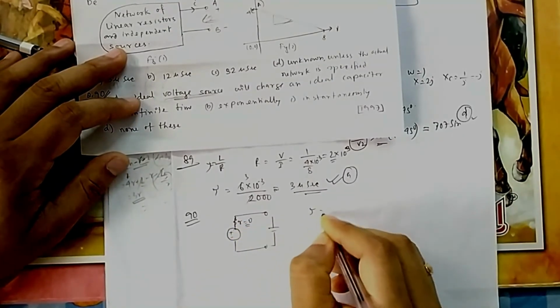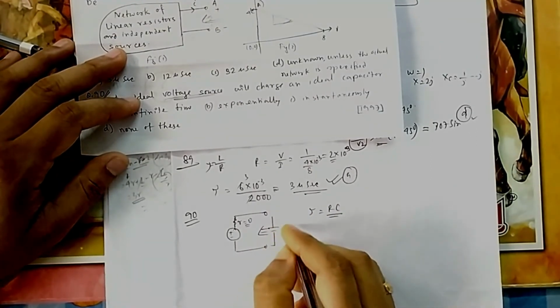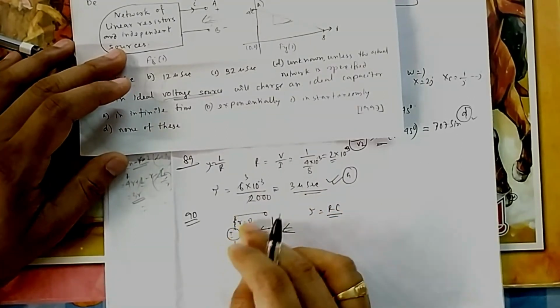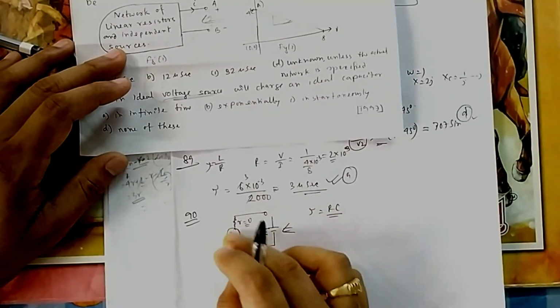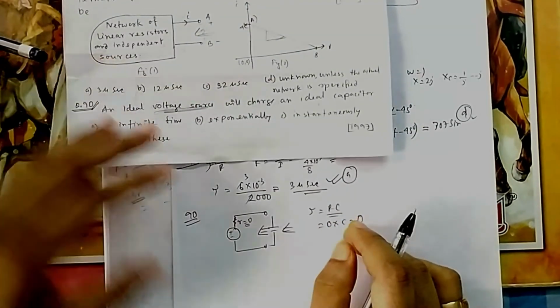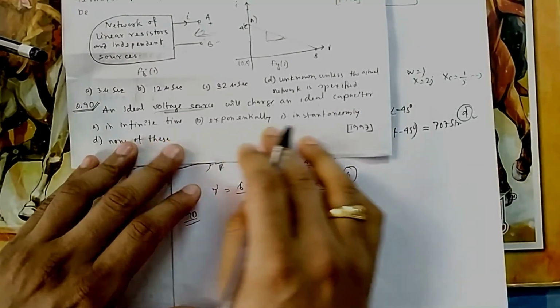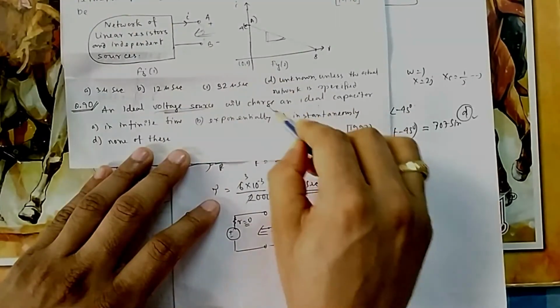So what is the time constant of an RC circuit? It is RC. So what is the R it is looking through? If I look through this capacitor, because the source is ideal, the internal resistance is 0, so it will be a simple short circuit, it will be 0. So the time constant is 0. Time constant means the time at which it will charge the capacitor. Because it is 0, it will charge instantaneously. That is your option C.